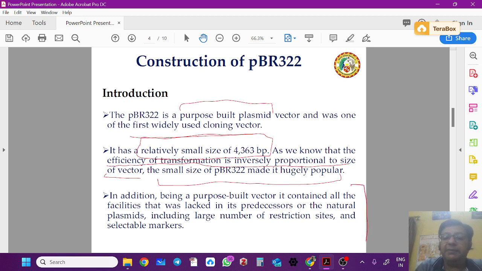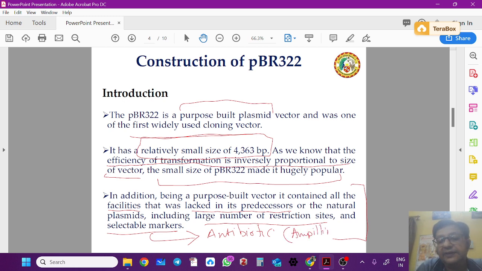In addition, it contained all the facilities that were lacking in the naturally occurring vectors or its predecessors, including a large number of restriction sites and selectable markers, which are antibiotics. In the case of pBR322, it is ampicillin and tetracycline.